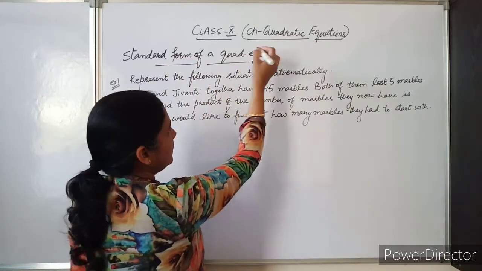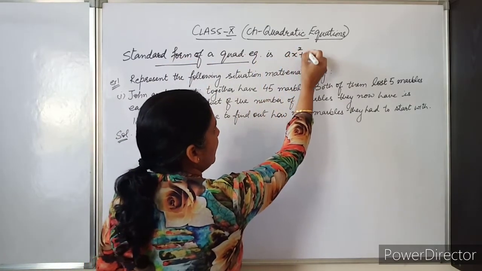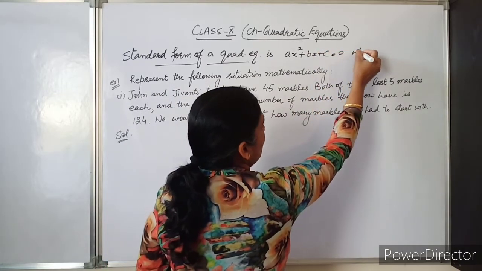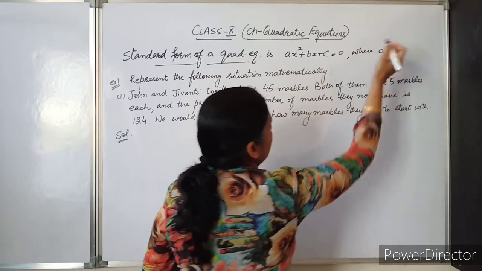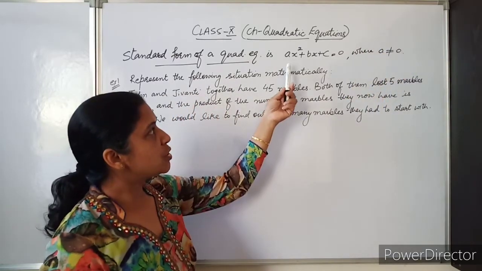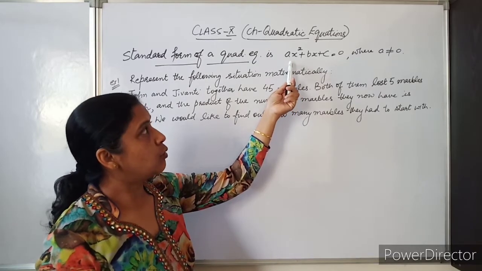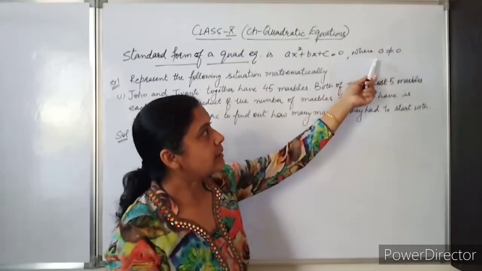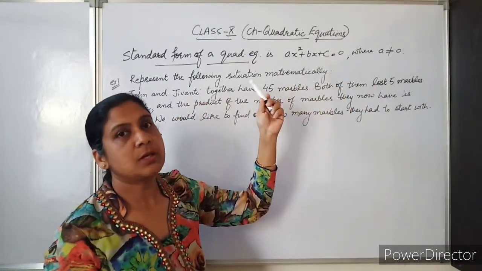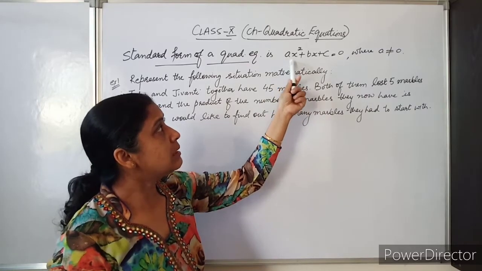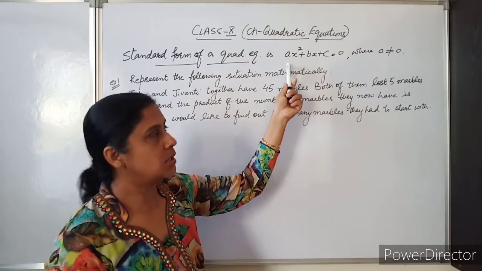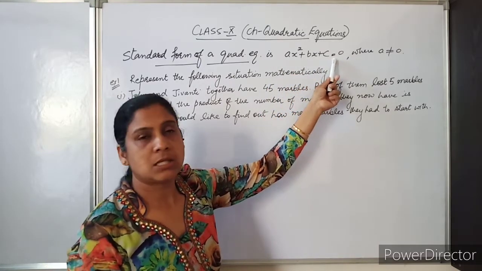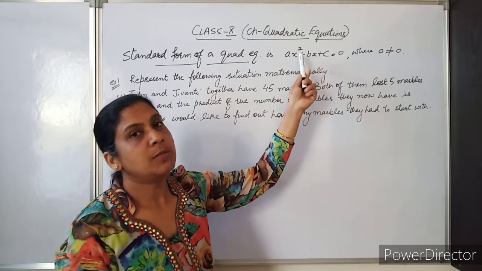Standard form of a quadratic equation is ax square plus bx plus c is equal to 0, where a is not equal to 0. So I have written an equation in degree 2. When I say degree 2, it means the variable having the power 2 must be present, and for that reason I have written down a is not equal to 0, because if a is equal to 0, obviously this whole term vanishes. 0 into x square will be 0, and we will be left with bx plus c is equal to 0, which is not a quadratic but a linear equation.